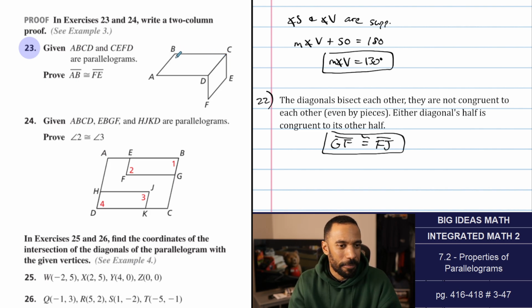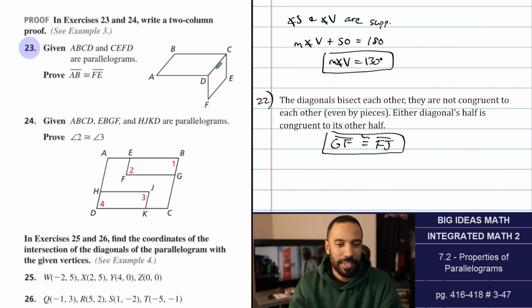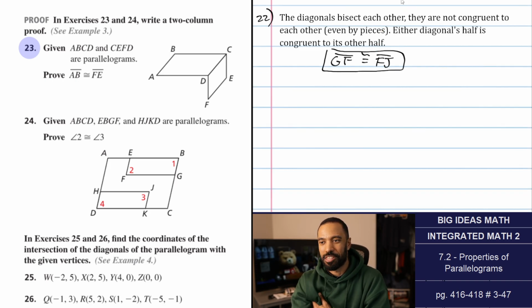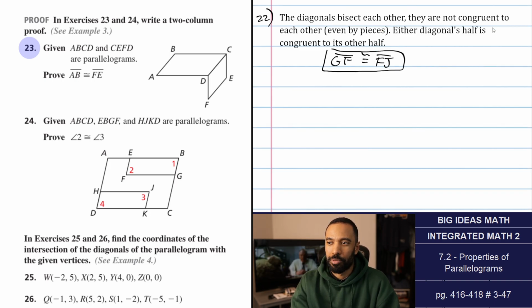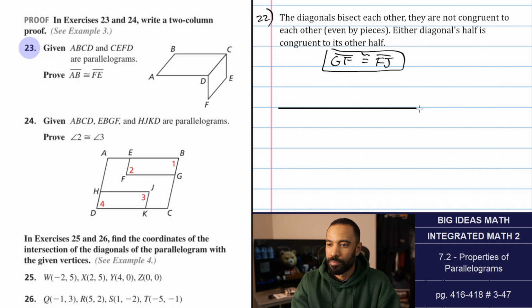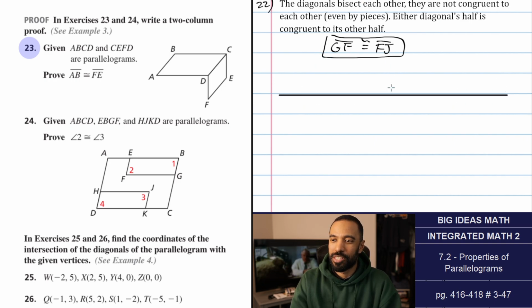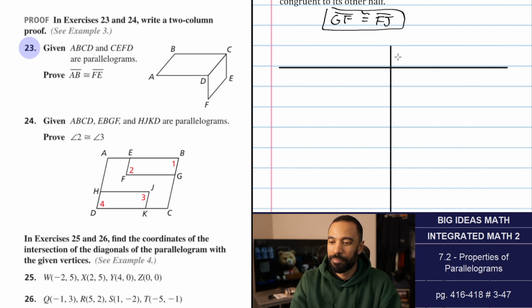I'm thinking in 3D. In exercises 23 and 24, write a 2-column proof. Prove that segment AB is congruent to segment FE in this situation here. It looks like a fold down thing. I just have to see them as parallelograms. So 2-column proof, that's kind of my go-to. Just kind of wish I didn't have to do that. Statements and reasons, what of them?